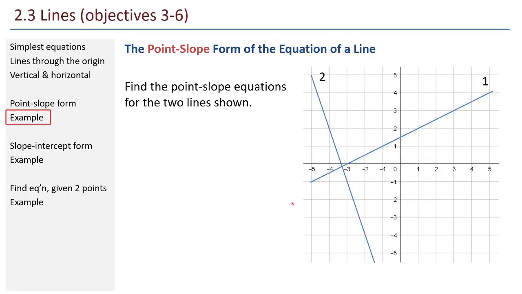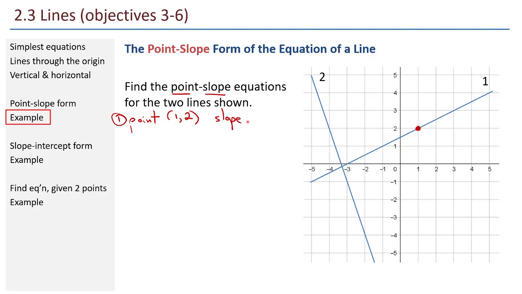Let's do an example. Find the point-slope equations for the two lines that are shown. So how about number 1? So the name point-slope tells me that I need two pieces of information. I need a point and I need a slope. So in line 1, there are several choices. Let's just pick a point that's easily recognizable. There we go. So we have a point, 1, 2, and I need a slope.